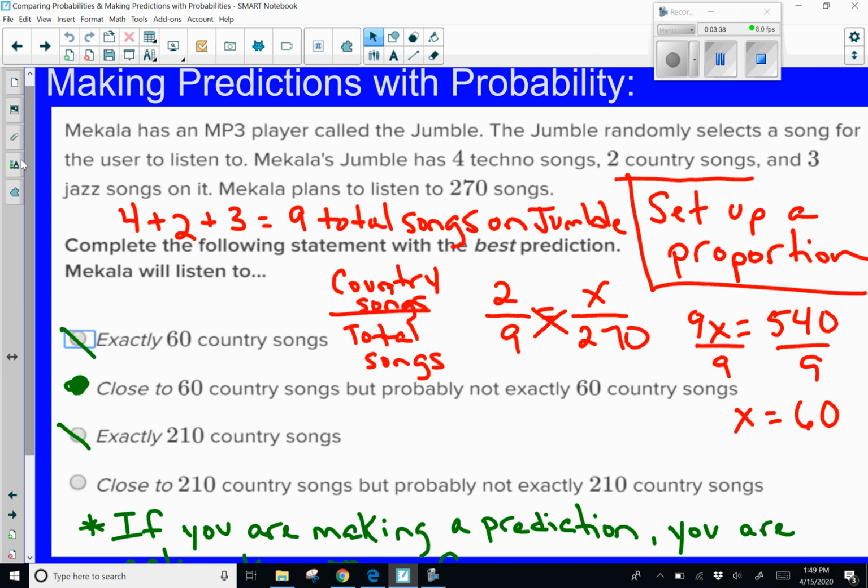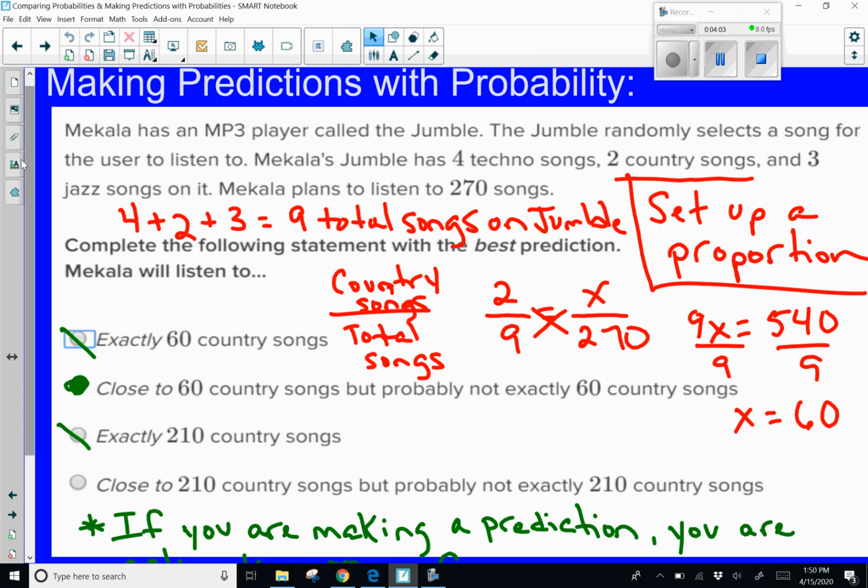So the first thing you need to do is count how many songs are on her Jumble. She's got 4 techno, 2 country, and 3 jazz, which if you add those together, you have 9 total songs on her Jumble. In order to find out the best prediction, you can just set up a proportion. So you'll notice that I have my keywords there, country songs over total songs.